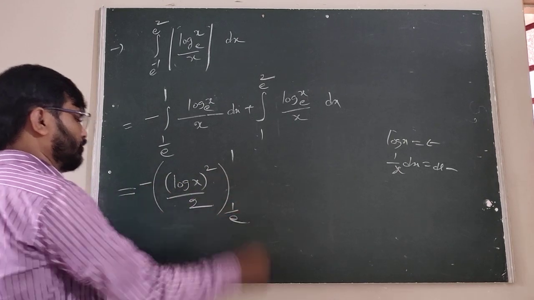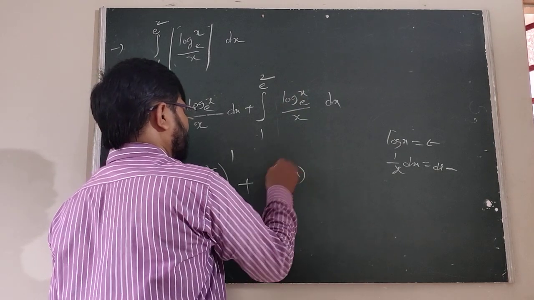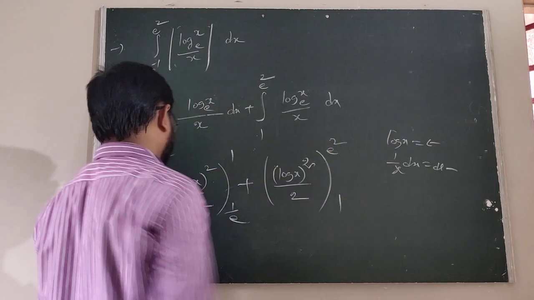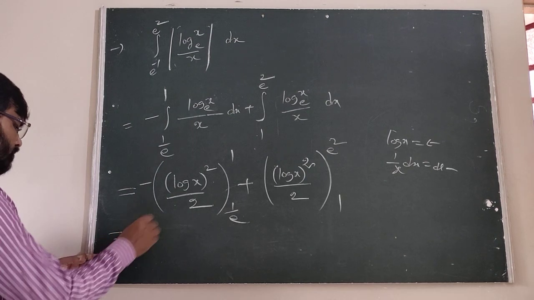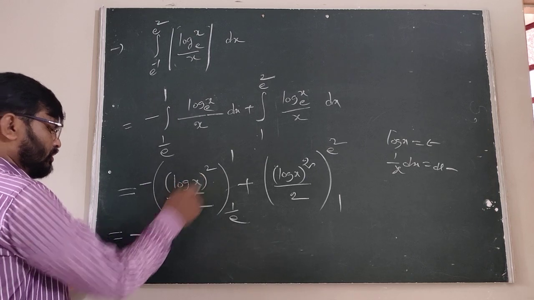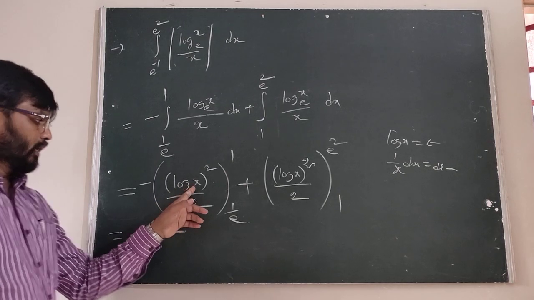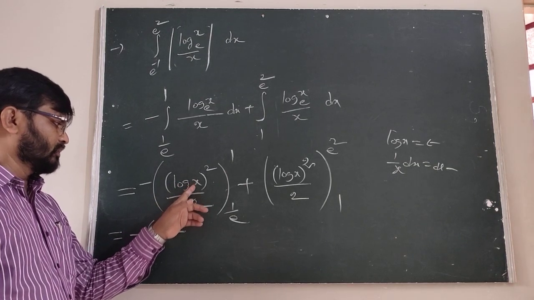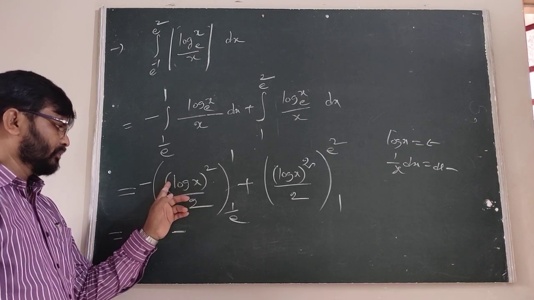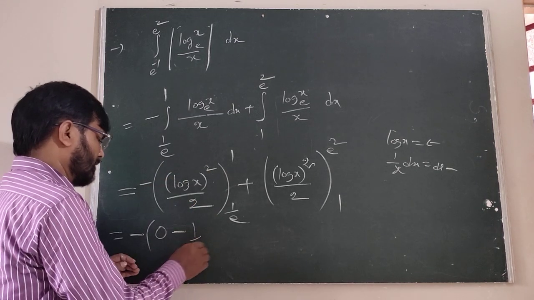Now we apply the limits: log x whole square by 2 from 1 by e to 1, and log x whole square by 2 from 1 to e square. Here minus of, log 1 is 0, so 0 square is 0, minus of, listen here, 1 by e. We can write 1 by e as e power minus 1, and log e is 1. Minus 1 whole square is plus 1. Therefore this is 1 by 2.